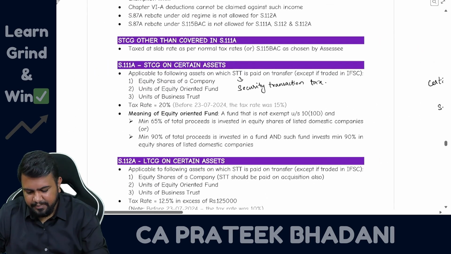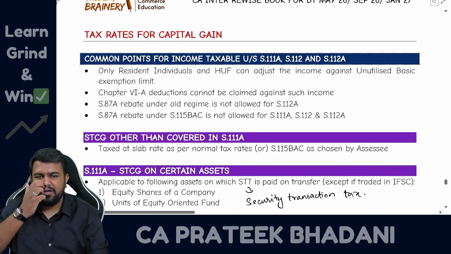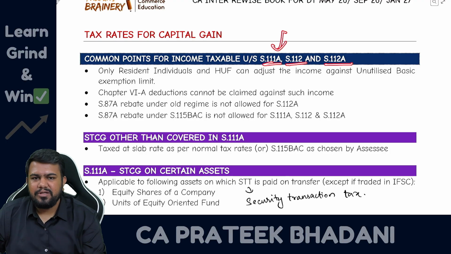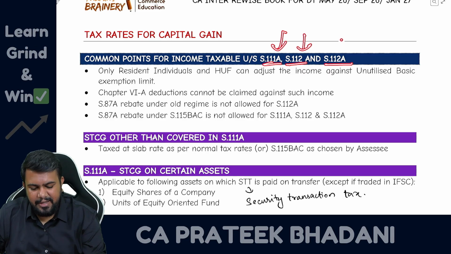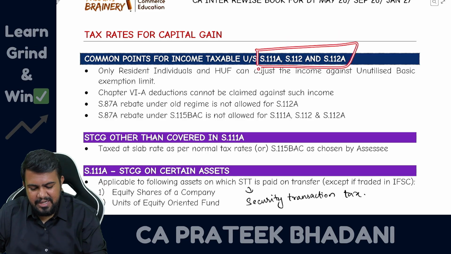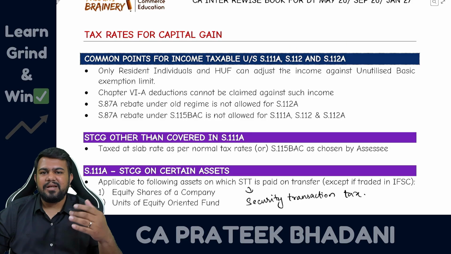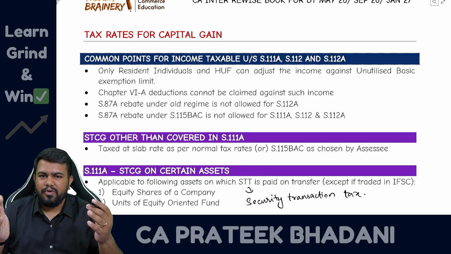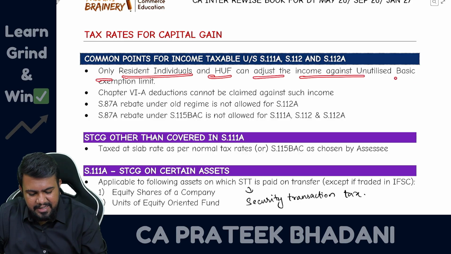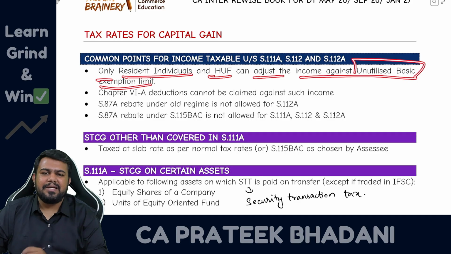So let us study. Firstly, let me tell you about the common points for these tax rates. 111A, 112 and 112A, that is short-term capital gain on certain assets, long-term capital gain and long-term capital gain on certain assets. For all these three sections, these are special rate sections. So there are some points that you should remember. Number one, only resident individual and HUF can adjust the income against unutilized basic exemption limit.